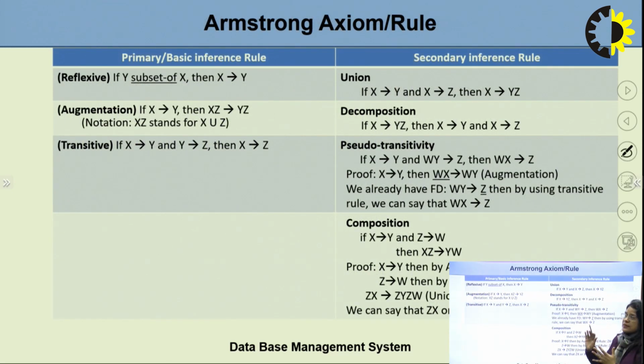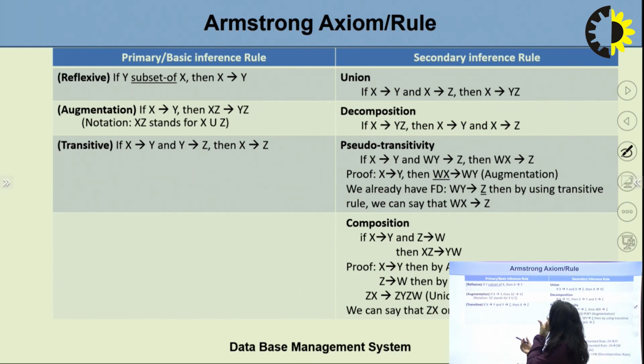Okay. Next, very important are the Armstrong axioms and Armstrong rules, right? These are the three primary rules Armstrong has given, and these are the secondary rules which can be inferred from the primary rules, right? We will not go through the proofs of these, we will just study these rules and use them in our calculations, right?